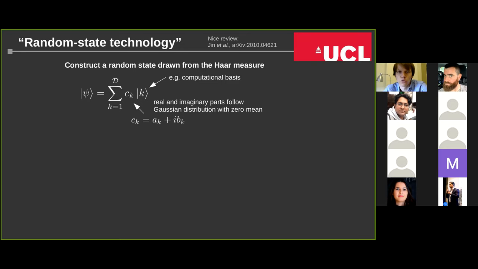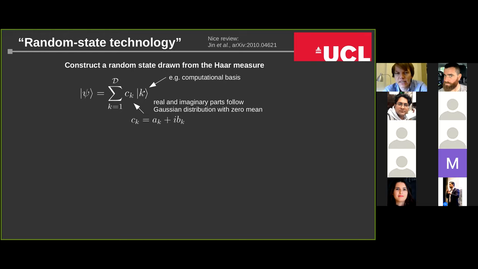So first we have to state what a random state is. I call it, during this talk, always psi. And psi can be constructed, for example, as such a superposition, where K can be any complete set of basis states, for example your computational basis.